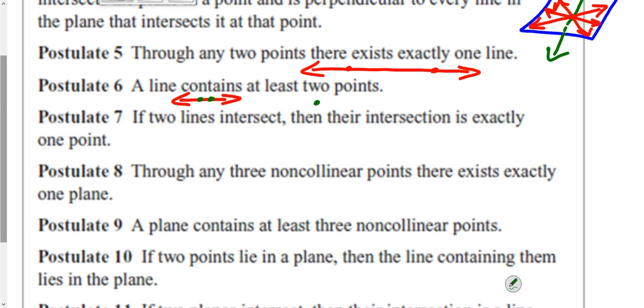Postulate number 7. If 2 lines intersect, then their intersection is exactly 1 point. We talked about this in Unit 1. We have 2 lines that intersect. They're going to intersect in exactly 1 point.